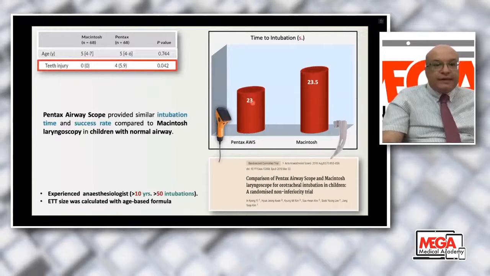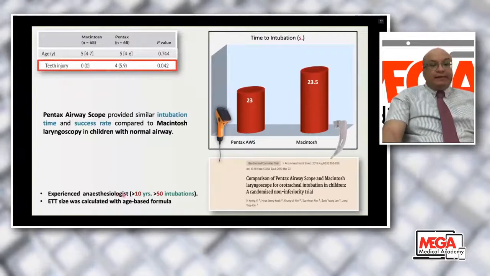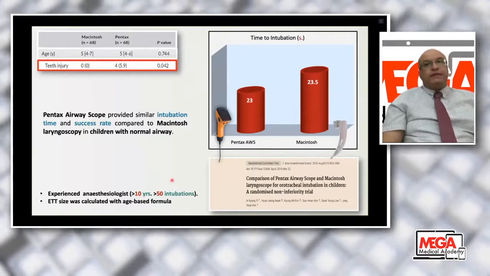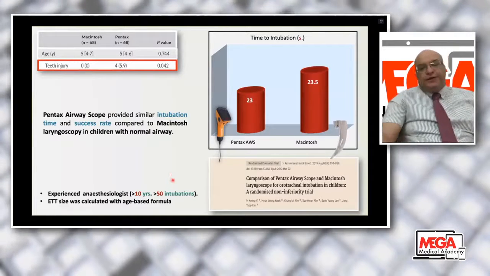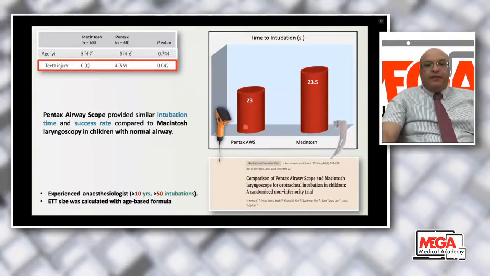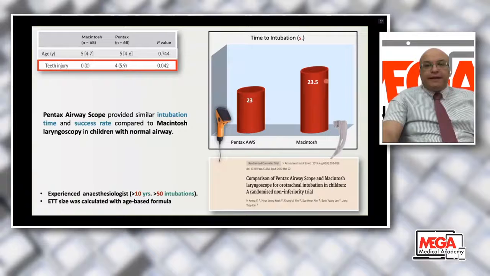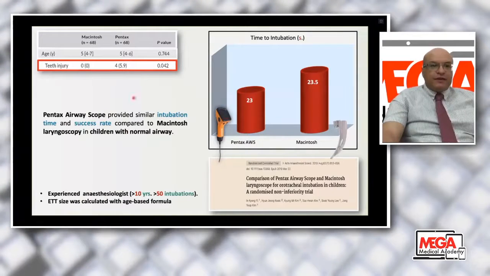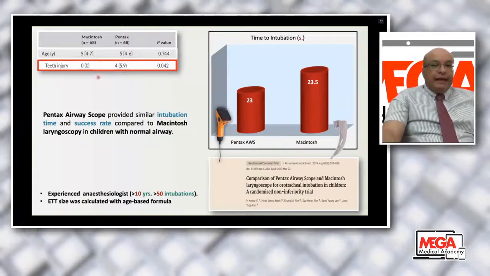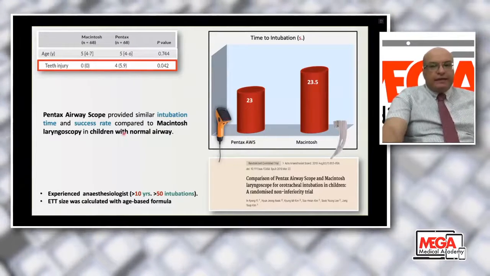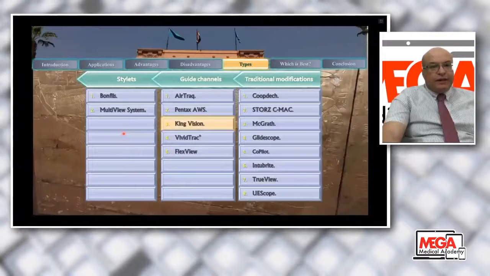Also in this study, including experienced anesthesiologists, more than 10 years of experience with more than 50 intubations, and the tube was calculated per age, they found using a Pentax airway scope has a comparable time to intubation with Macintosh, so there is no difference here. However, interestingly, Pentax was associated with more teeth injury than Macintosh, than direct laryngoscope.